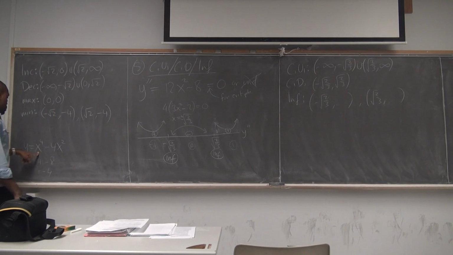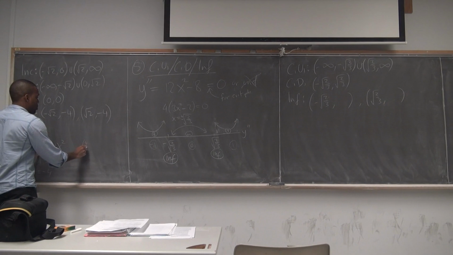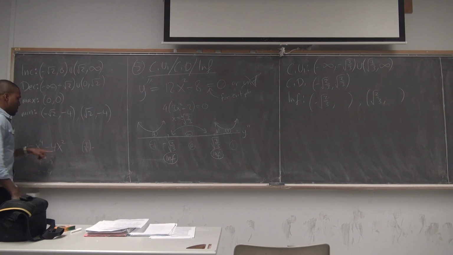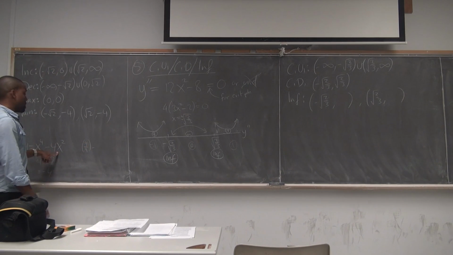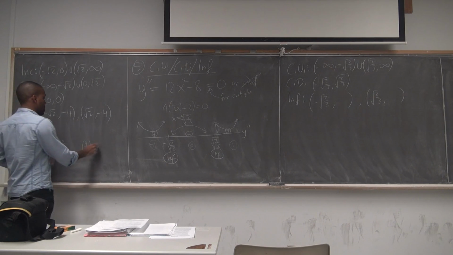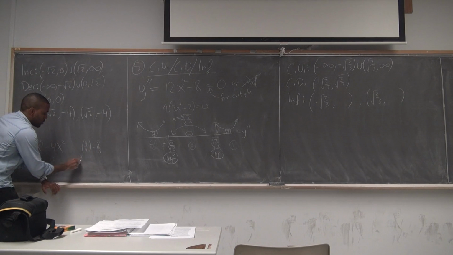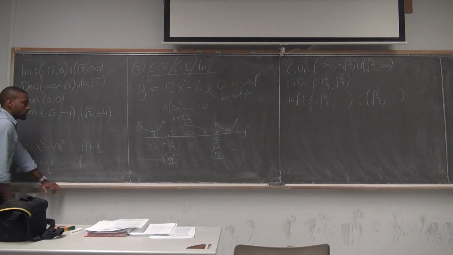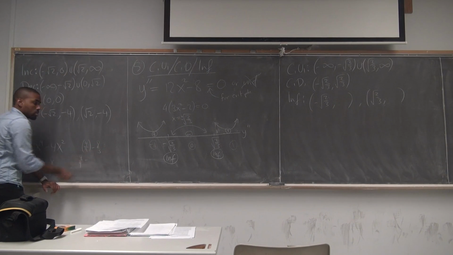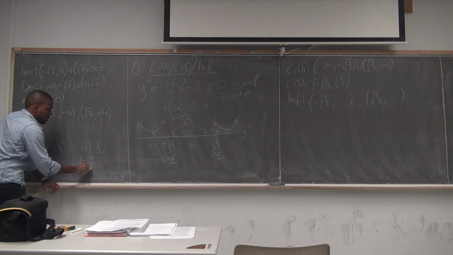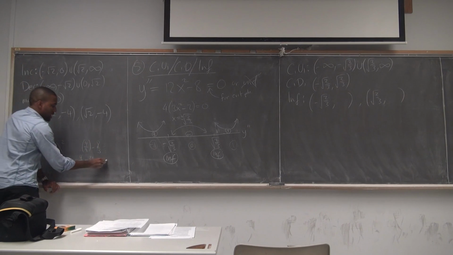If I plug in radical 2/3 into this, I would get 4/9. Plug in radical 2/3 into this, I get 4 × 2/3. That's 8/3. So that's 4/9 minus 8/3, multiply by 3/3, so I get 24/9. So I get what? Minus 20/9.